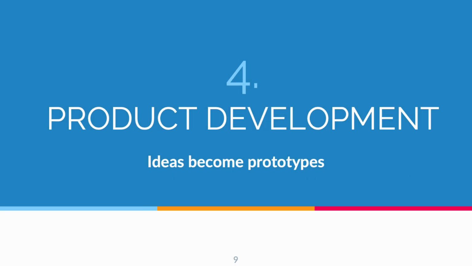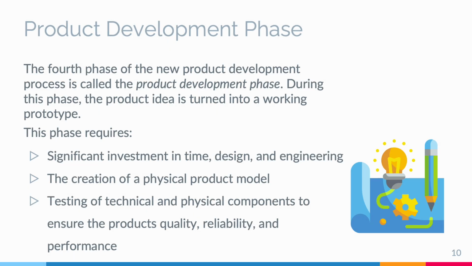Product development. Ideas become prototypes. The fourth phase of the new product development process is called the product development phase. During this phase, the product idea is turned into a working prototype. This phase requires significant investment in time, design, and engineering, the creation of a physical product model, or the prototype, the testing of technical and physical components to ensure the product's quality, reliability, and performance. This is essential for the success of the product.